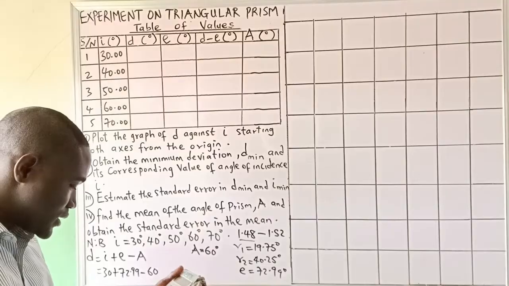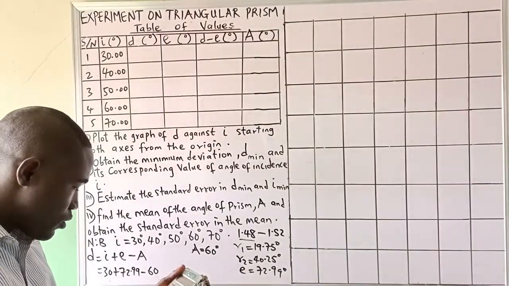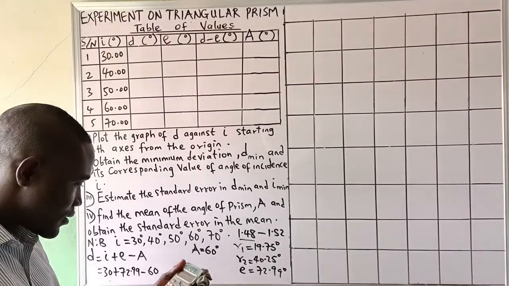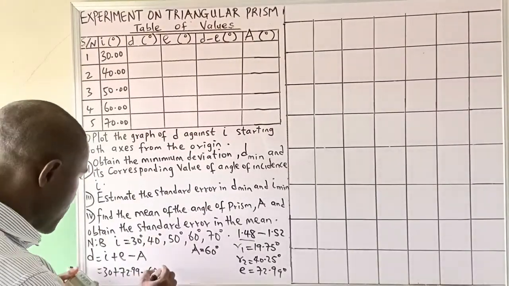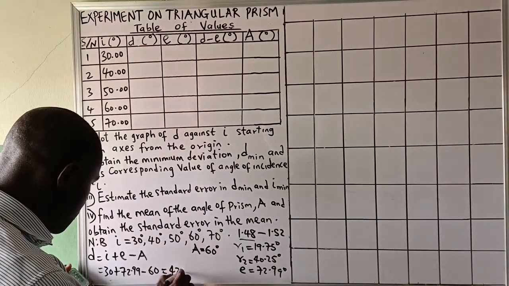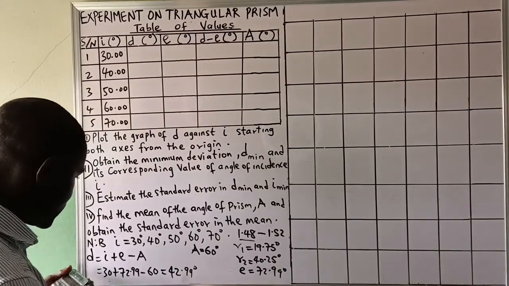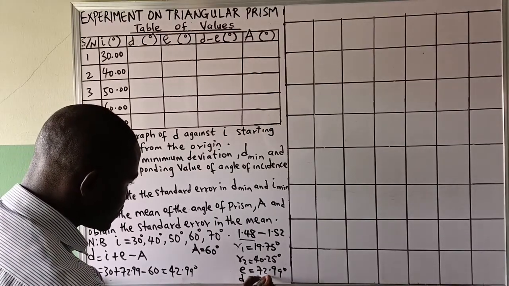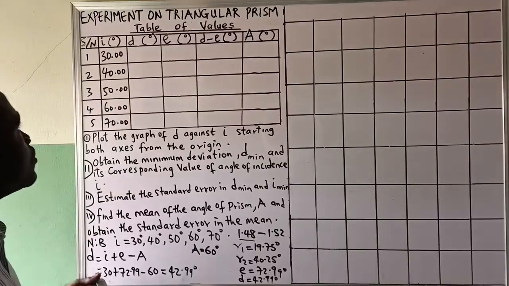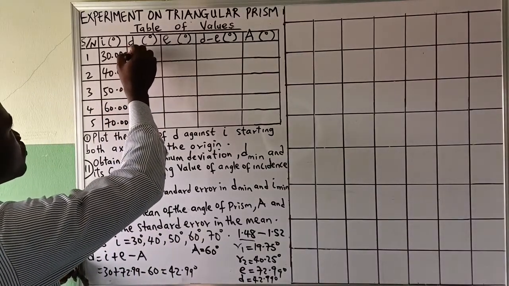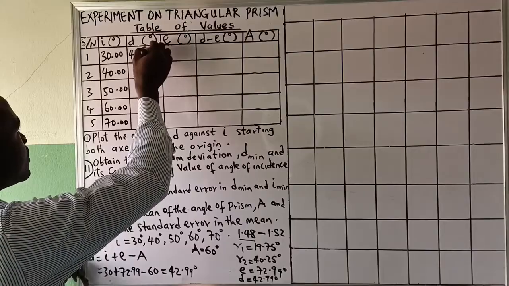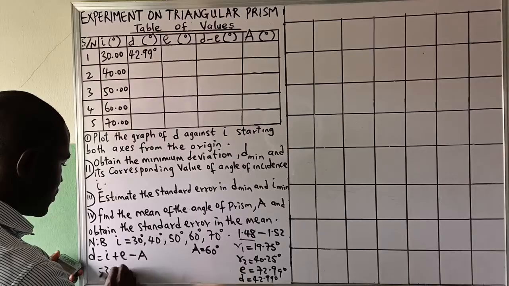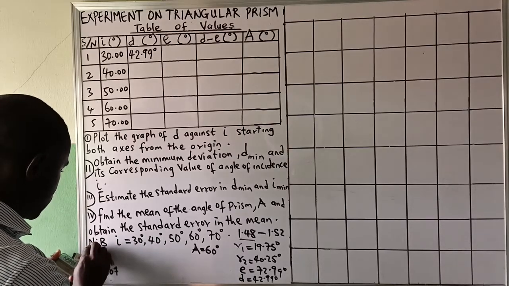So we now say 30 plus 72.99 minus 60. That will be giving you 42.99 degrees. Having that, we say that D is equal to 42.99 degrees. We say we are done with the first part of D.